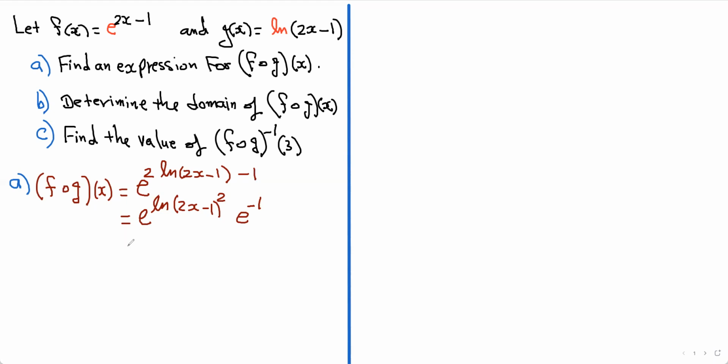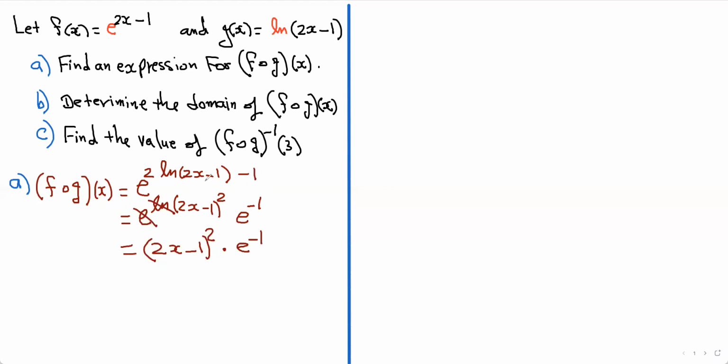Now this makes it really easy, because when we have e to the ln of something, we could cancel the e and the ln right here, and we'll end up with 2x minus 1 squared times e to the -1. Now you might ask, why can't you just cancel the e and the ln of 2x minus 1 right from the start? No, you cannot do that because the 2 doesn't allow you to, and that -1 also doesn't allow you to.